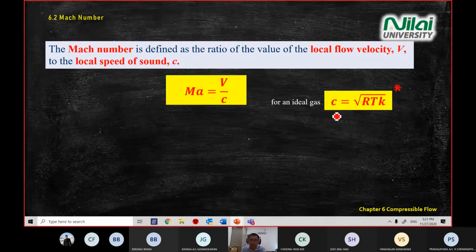So by memorizing, you know that C equals square root of RTK for chapter 6 questions. You memorize it like you memorize the gravitational acceleration, 9.81. Every time you need to use the speed of sound, straight away call out this equation. C equals square root of RTK. R is the gas constant from table 1.8. T will be given. K you refer to table 1.8.